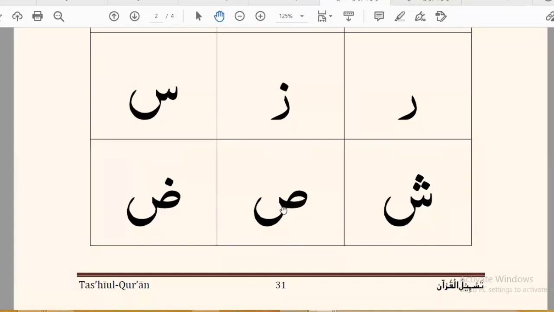Now this letter is Sad. Good, excellent. Next, we have the same shape, but we have a dot on the top now. This is the letter Dad.